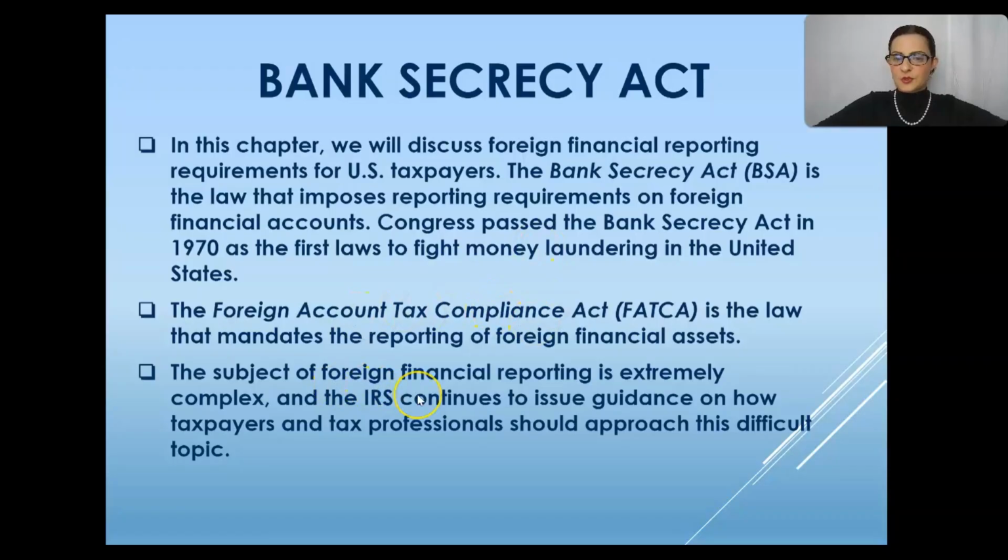The subject of foreign financial reporting is extremely complex, and the IRS continues to issue guidance on how taxpayers and tax professionals should approach this difficult topic. That's a nice way of saying this is like the scariest part of tax law. The penalties are insane with regards to foreign financial reporting. If you miss a single form, the penalties can be tens of thousands of dollars, and in some instances, even hundreds of thousands of dollars for a single missed form that you need to file if the person has foreign financial accounts or foreign assets that need to be reported.